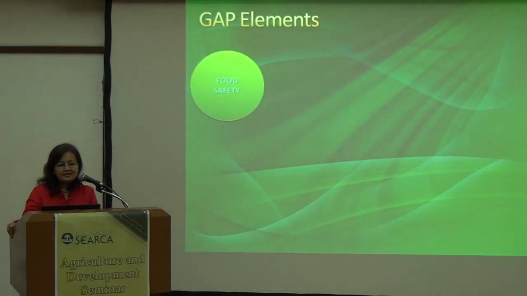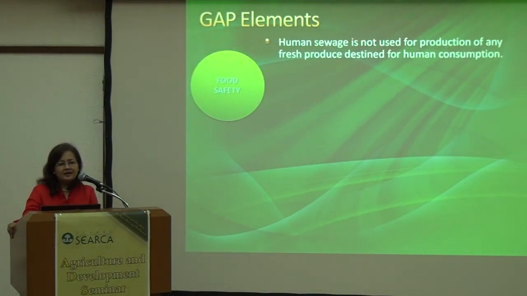For food safety, these are practices in the farm. Human sewage is not used for production of any fresh produce destined for human consumption. You must have heard about some farmers using their urine to water or fertilize the leafy vegetables. So, you know, the vigorously green growing pechay, they must have been watered with urine. But in good agricultural practices, this is not allowed.